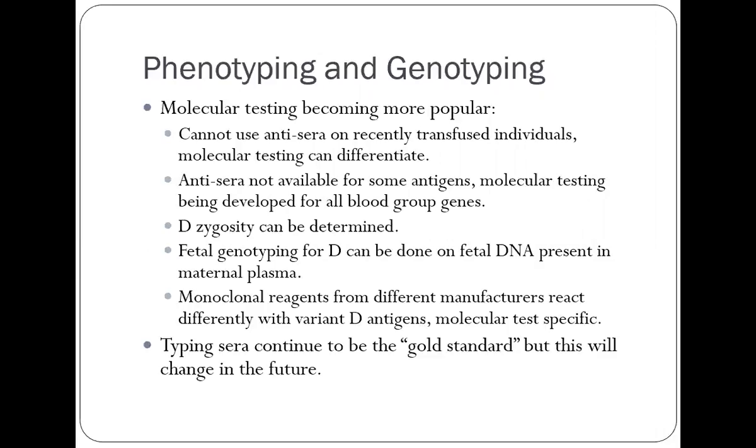We can also use molecular testing for fetal genotyping for D, and you can do this on fetal DNA that's present in the maternal plasma. There are techniques that physicians can use known as cordocentesis, as well as chorionic villus sampling, where they have to do a very, very intense surgery on the mom in order to go in and obtain these samples from the fetus. However, with molecular testing, just by obtaining a mom sample, we don't have to do this very, very complex surgery.